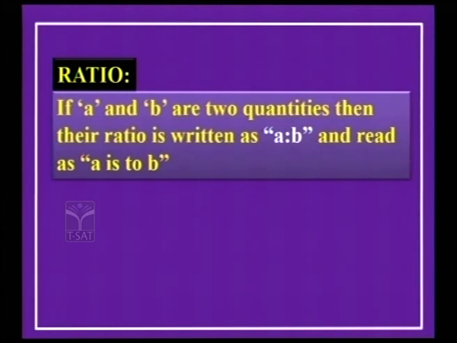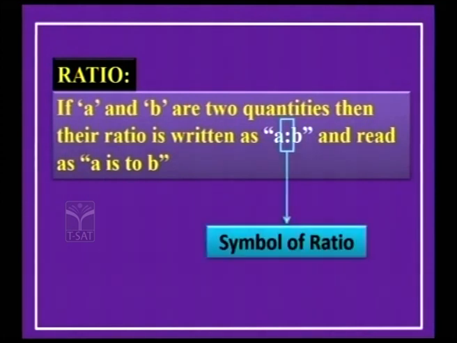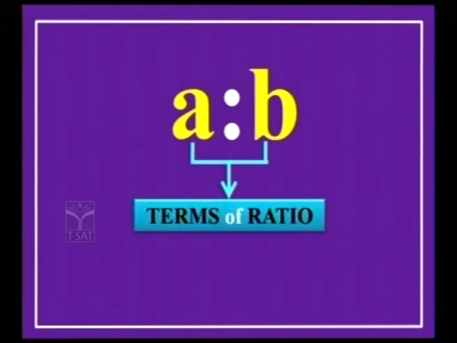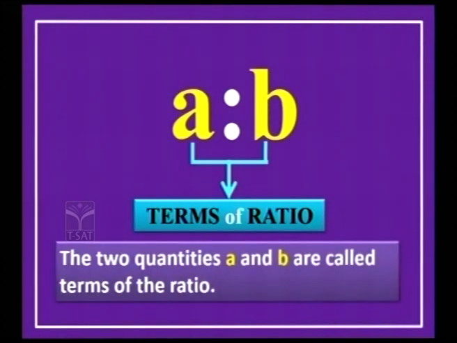Okay children. Let us define what a ratio is. If A and B are any two quantities, then the ratio is written as A colon B. And how do you read it children? Yes, we read it as A is to B. Now this colon is the symbol of the ratio. You can see here there is a colon, right? This is the symbol of the ratio. Now in this ratio A is to B, A and B are called the terms of the ratio. So what are A and B children? They are the terms of the ratio.